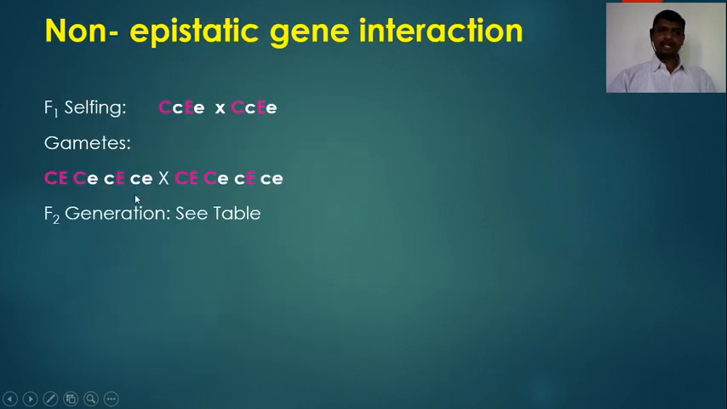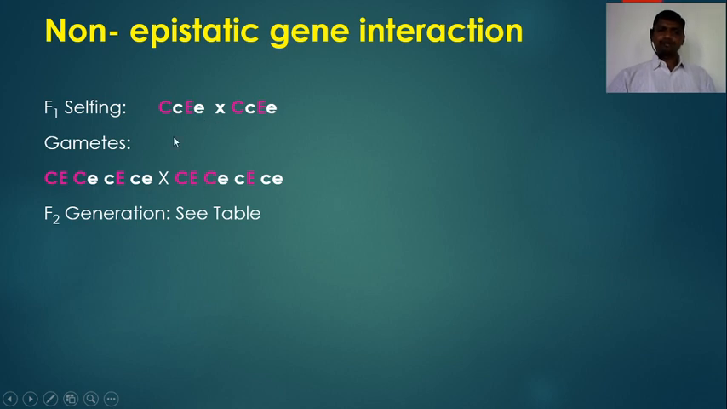So we get the same gametes from both the parents. So these are the gametes from the capital C, small c, capital E, small e, and these are the gametes from the other parent, because we are performing the selfing, self-pollination and fertilization. The pollen of the flower falls on the stigma of the same flower, that we call self-pollination. In short, it is selfing. They are crossed among themselves.